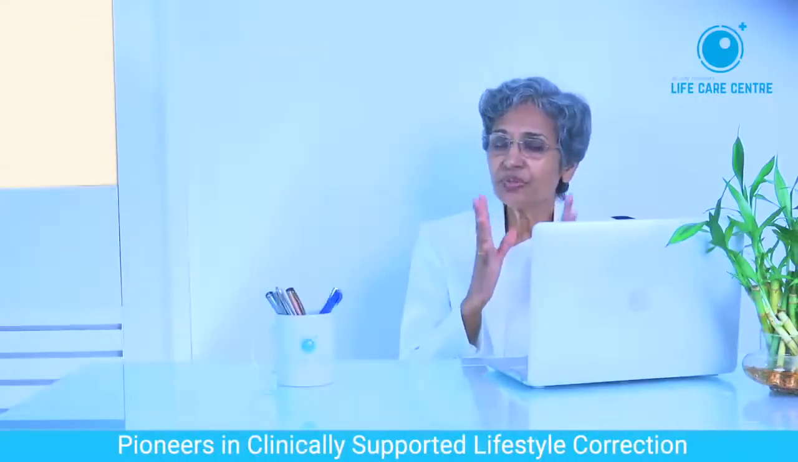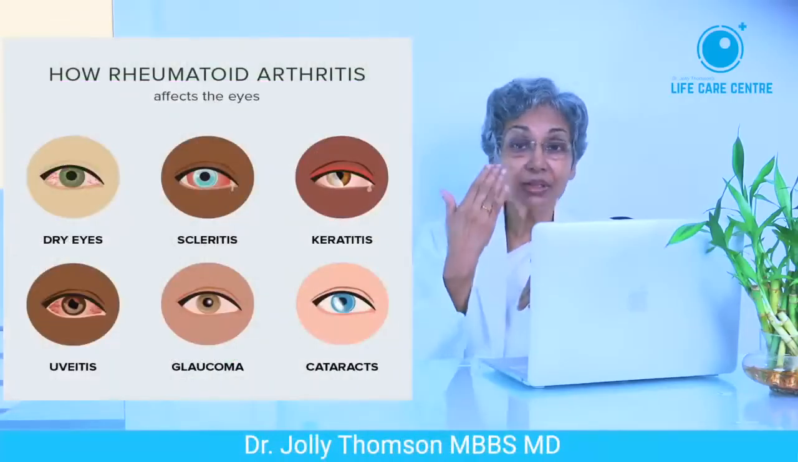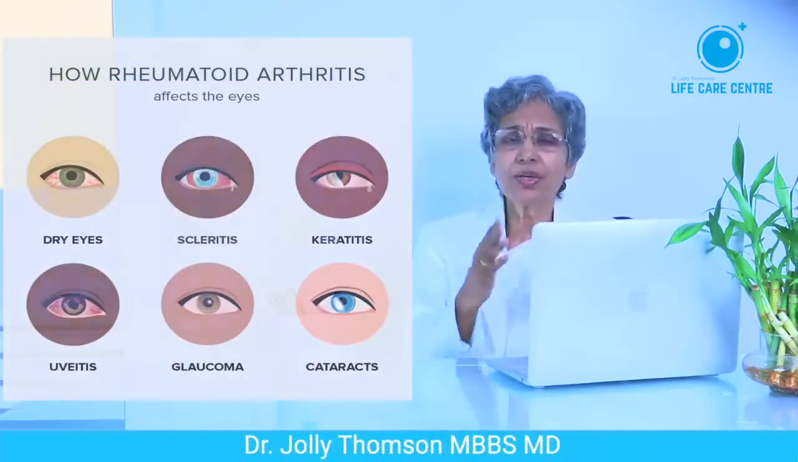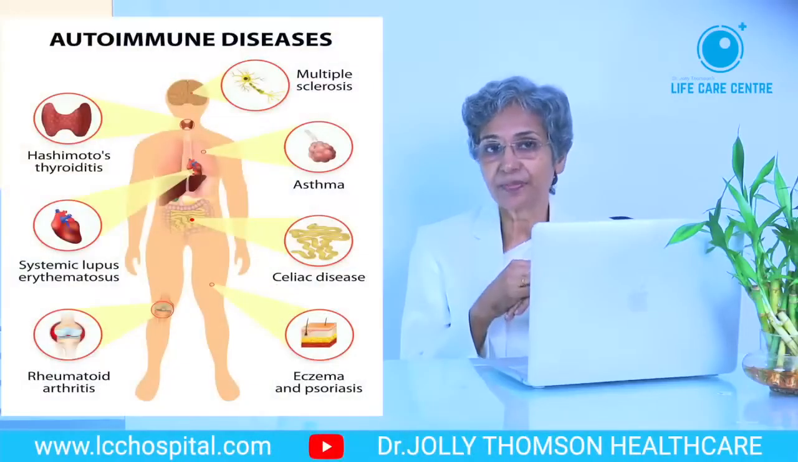And in around 25% of the patients, the other systems can also be affected. If the liver is affected, there can be indigestion and other problems, and if the lungs are affected, breathing difficulty can occur. If the eyes are affected, there may be pain in the eye. Any other system can also be affected because it is an autoimmune disease.